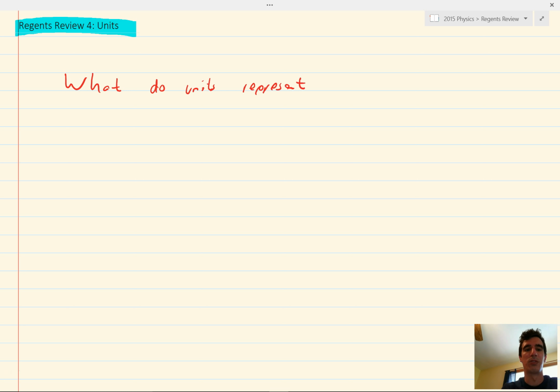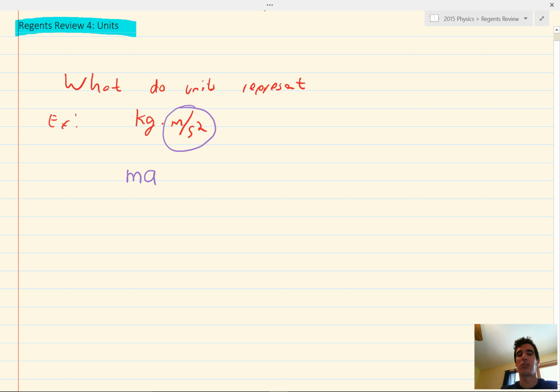And let's look at a simple one. Let's say, for example, we're given kilograms times meters per second squared, and you're asked, what do these units represent? So what we need to do is look up what kilograms represent. Well, kilograms we know are mass. And then we'll look up what meters per second squared are. We know that's acceleration. So we have to ask ourselves, what's mass times acceleration? And that's equal to force. So these units represent the units of force.